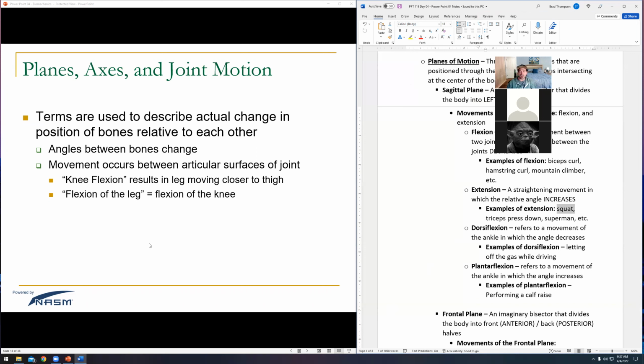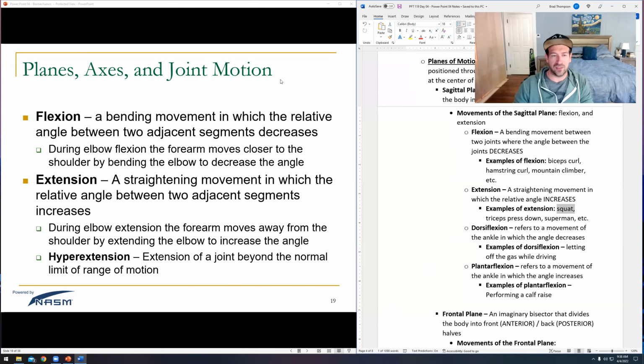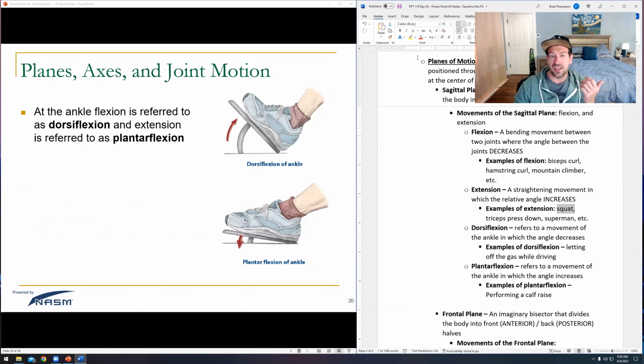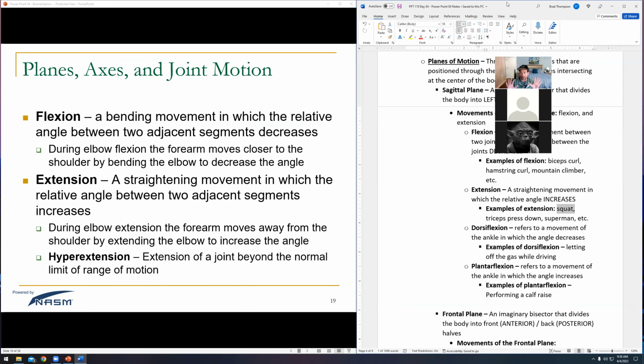So that's the sagittal plane. Flexion, a bending movement where the segment angle decreases. Extension, a bending movement where the segment angle increases. And then hyperextension is going beyond normal range of motion. Does that make sense, everybody? Everybody got a pretty good idea of flexion and extension?